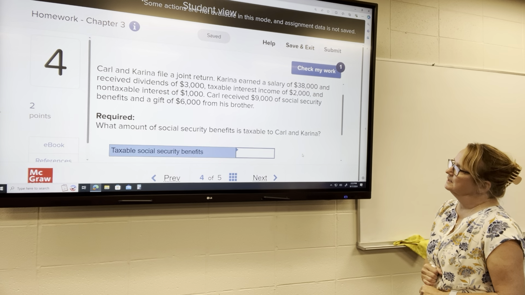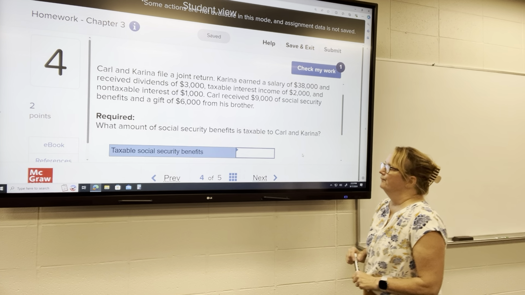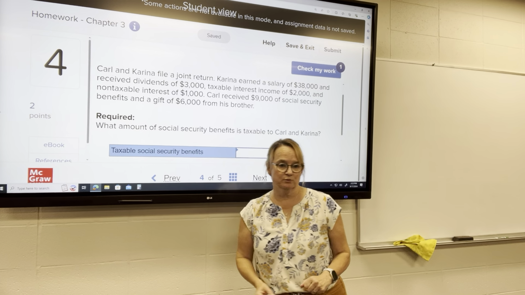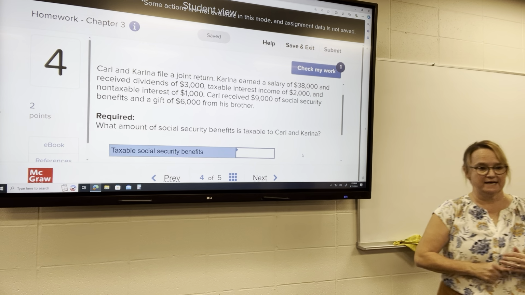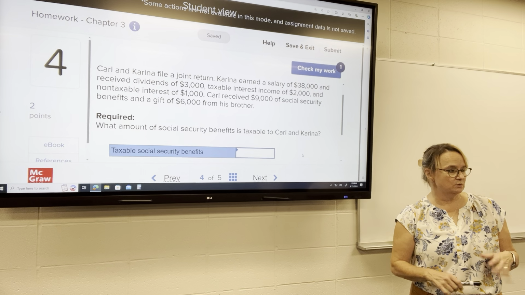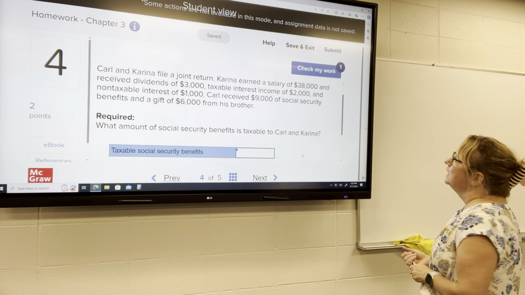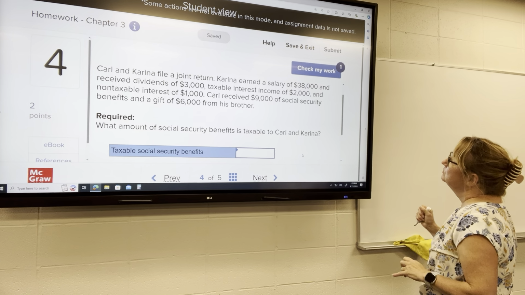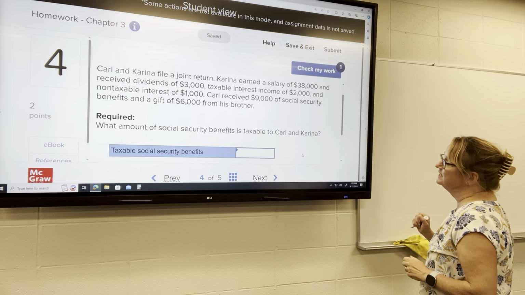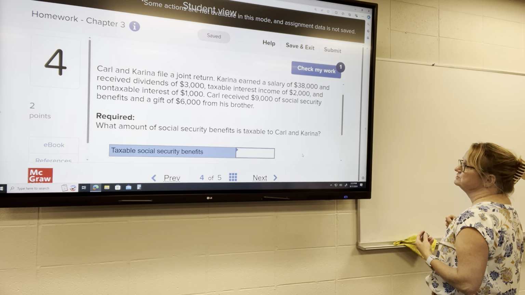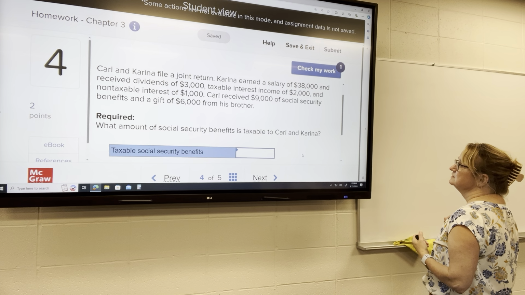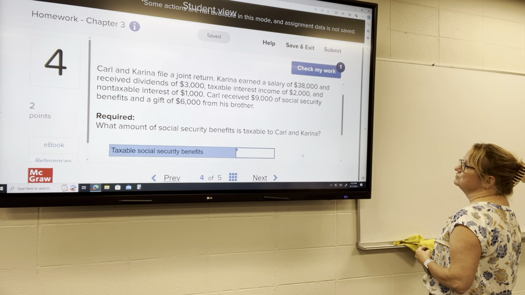Okay, so scratch the gift. That's not taxable. Remember, gifts are not taxable to the recipient, so we're not going to worry about that. Salary though, we do want to know. Dividends of $3,000, taxable interest income of $2,000, non-taxable interest of $1,000, and then $9,000 of Social Security benefits.